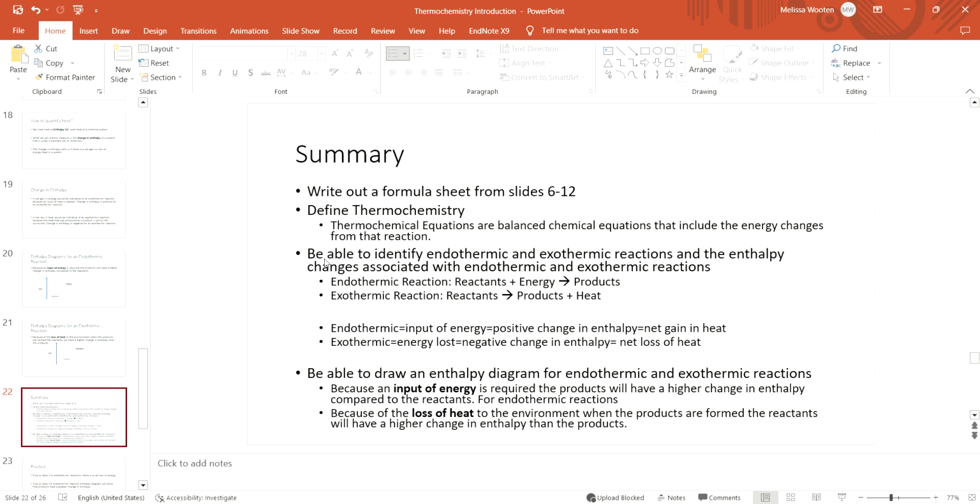And so just to break this all down into a summary based upon the learning objectives for this specific PowerPoint, remember to write out your formula sheet for slides 6 through 12. You're asked to define thermochemistry. You're asked to be able to identify endothermic and exothermic reactions and the enthalpy changes associated with endothermic and exothermic reactions. And you are also asked to be able to draw an enthalpy diagram for endothermic and exothermic reactions.